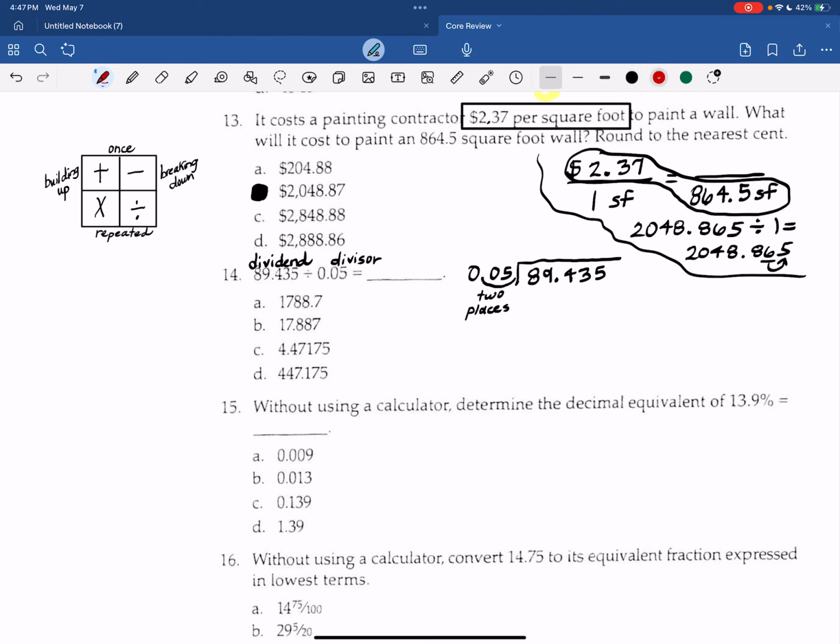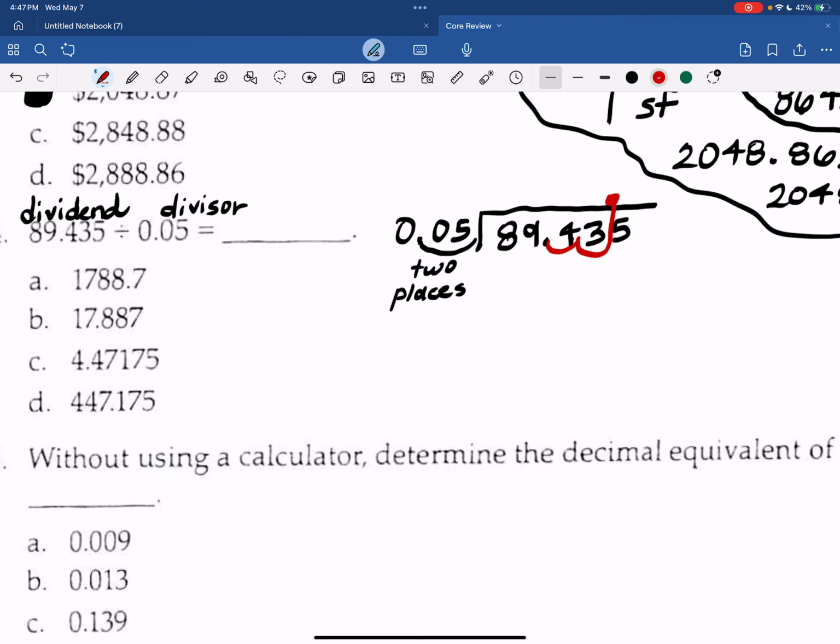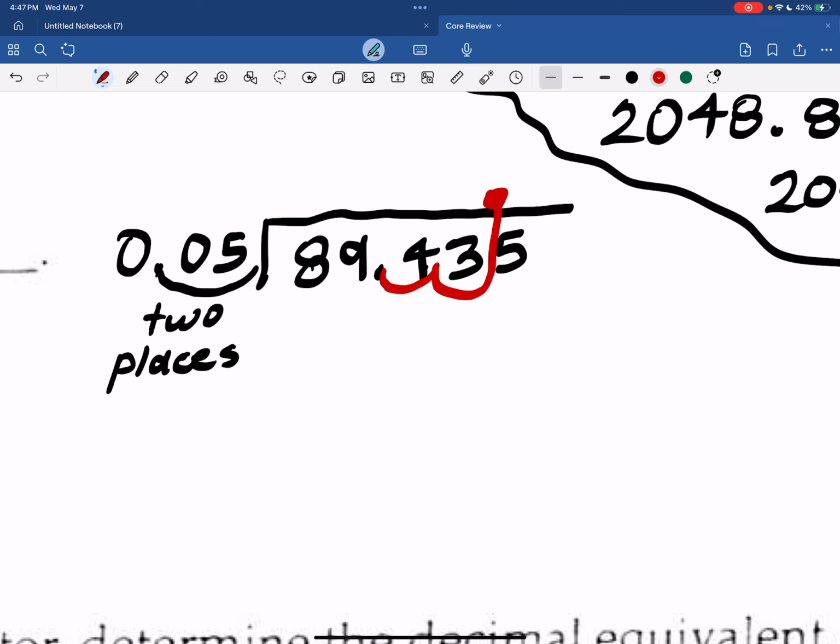And then you're going to move these the same number. So 1, 2, and this is where your decimal will sit. So you move your places out of the divisor, and then you move the same number of places here and put your decimal. You may have to add zeros here. That's okay, but just move it the same number. You don't have a choice. And then you're ready to divide.